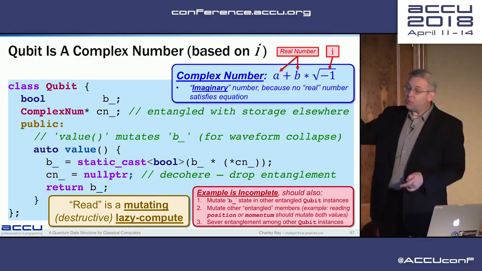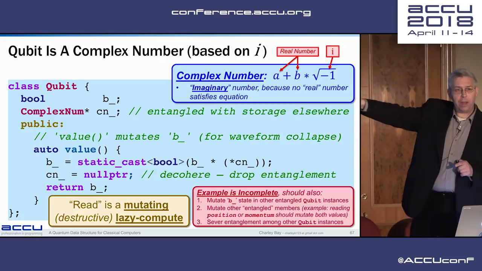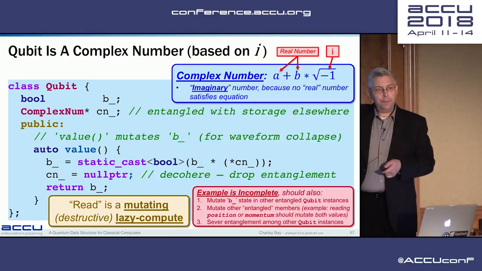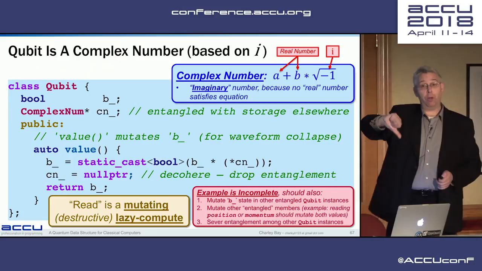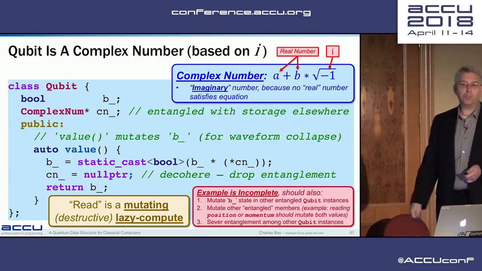So now we have this bool, we have this complex number, which is sort of this expression here of an imaginary number. And when I do a dot get, or a dot value in this case, we're going to do a destructive mutation. We're going to multiply the complex number by the bool that we had. We're going to cast that to a true or false. We will get a true or a false from something. And then we're going to mutate ourselves by dropping, by decohering our entangled state, and then we'll yield our value. So this is a mutating destructive read.